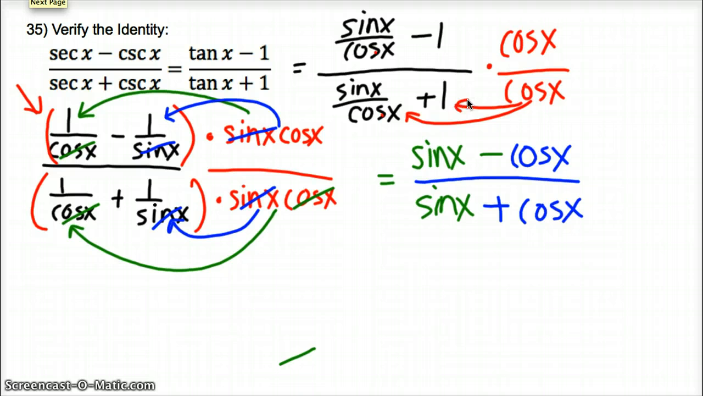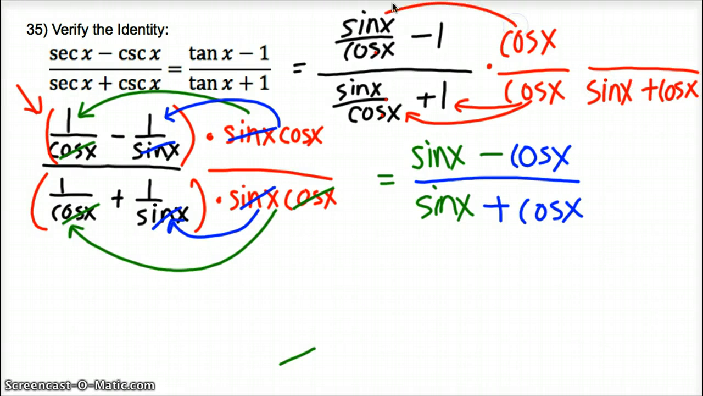When I do cosine x times 1, that's easy. It's just cosine x. When I do cosine x times sine over cosine, the cosine x's will cancel and I'll get sine x. Do the same thing on the top. Same thing will happen for this fraction. And same thing with this one. But in this case, it'll be sine x minus cosine x.